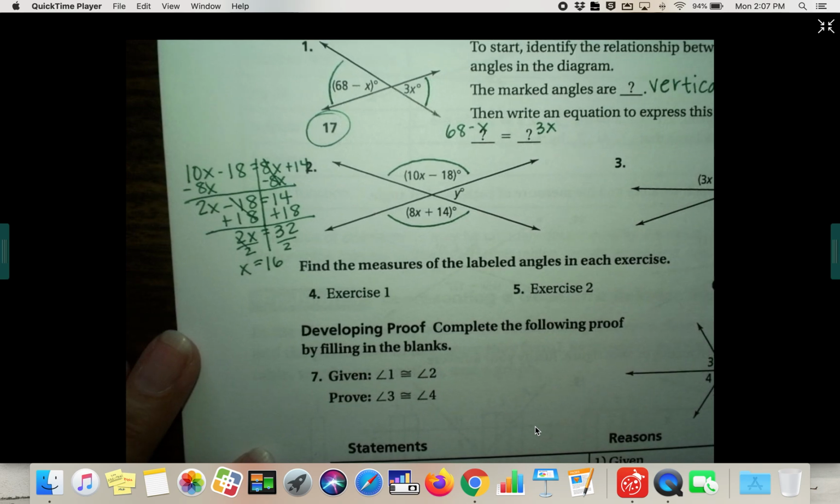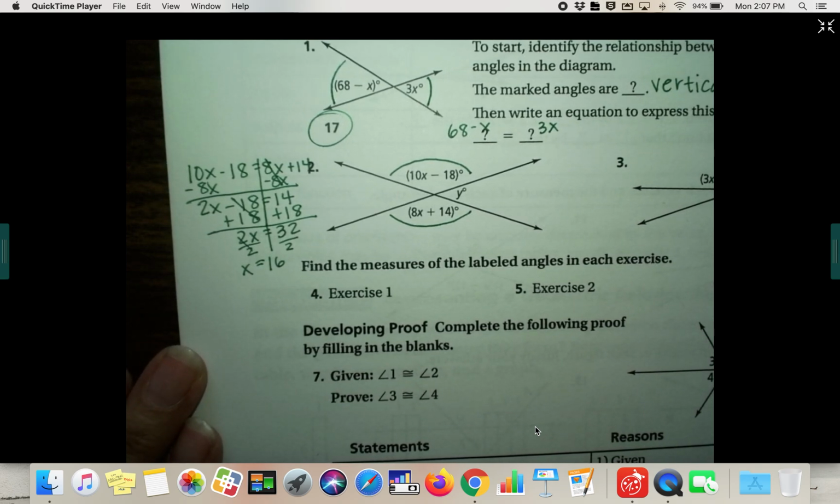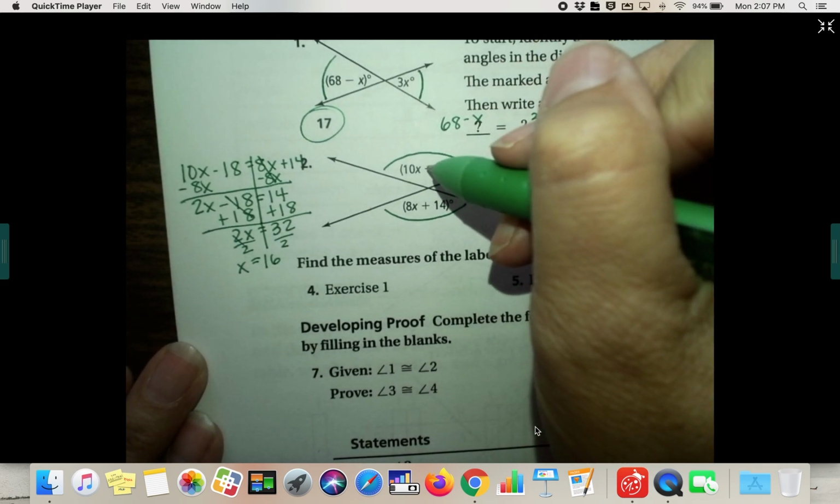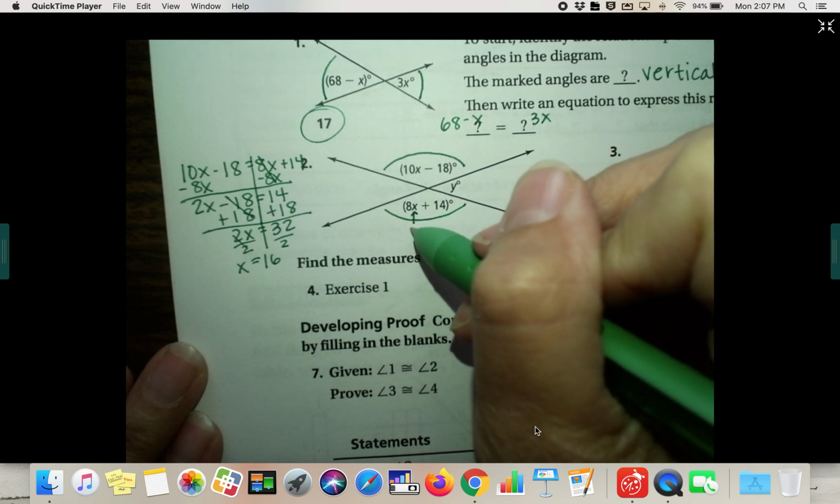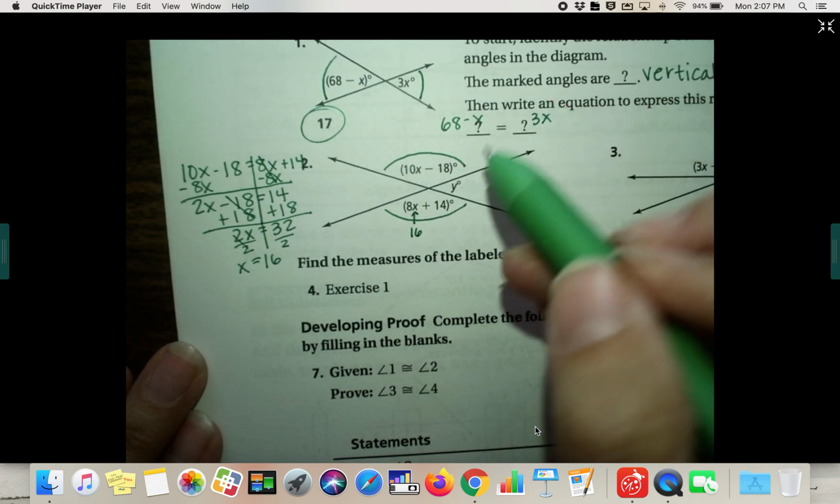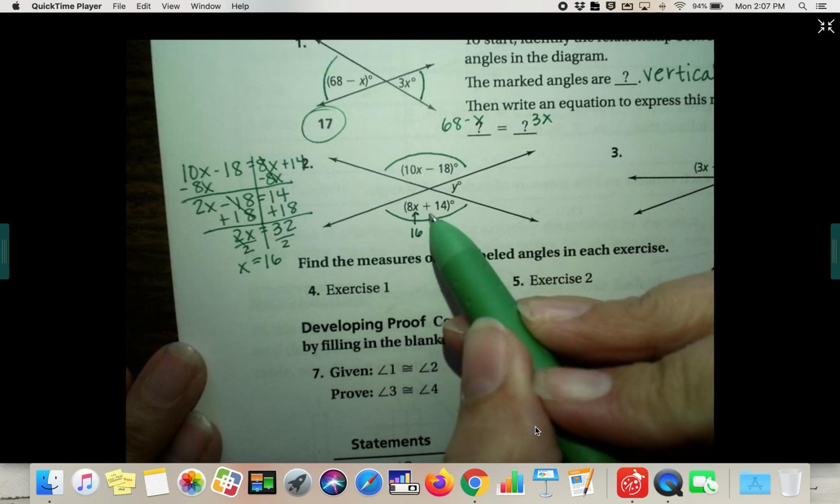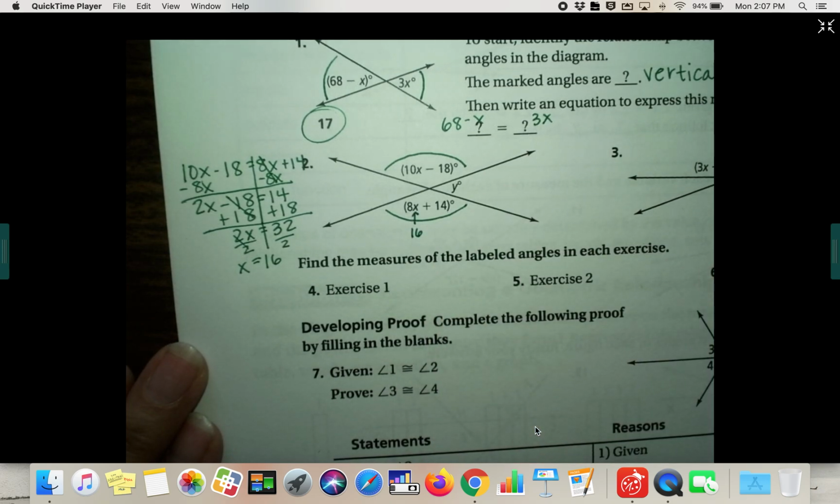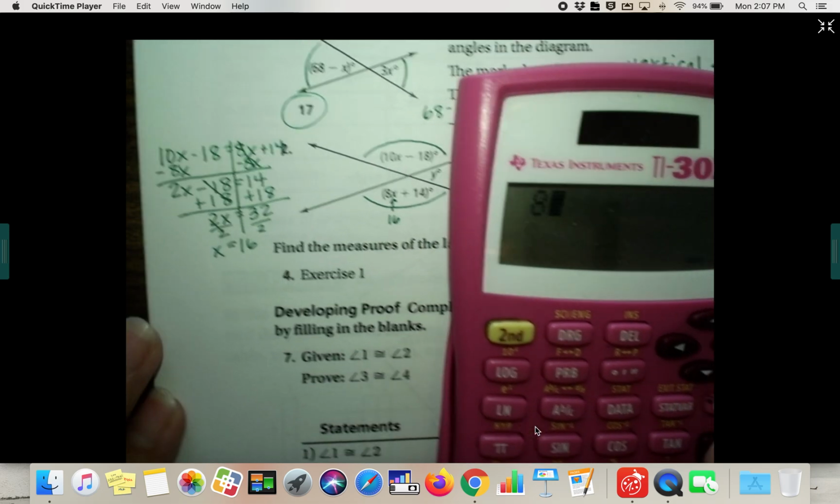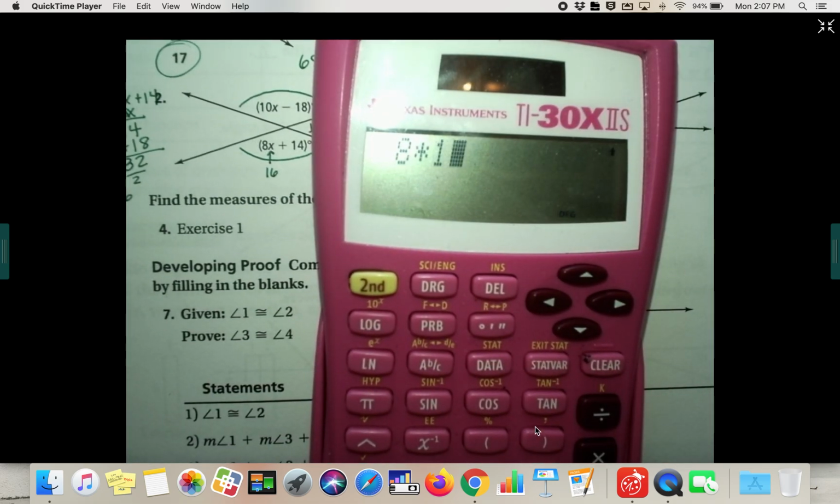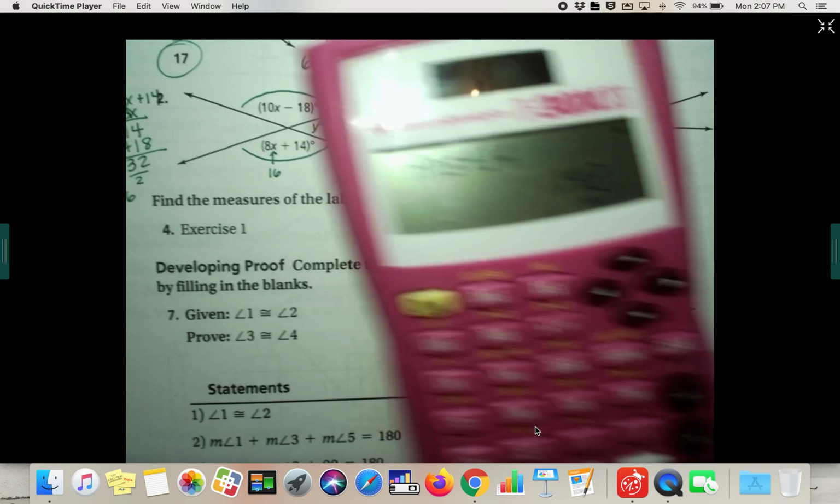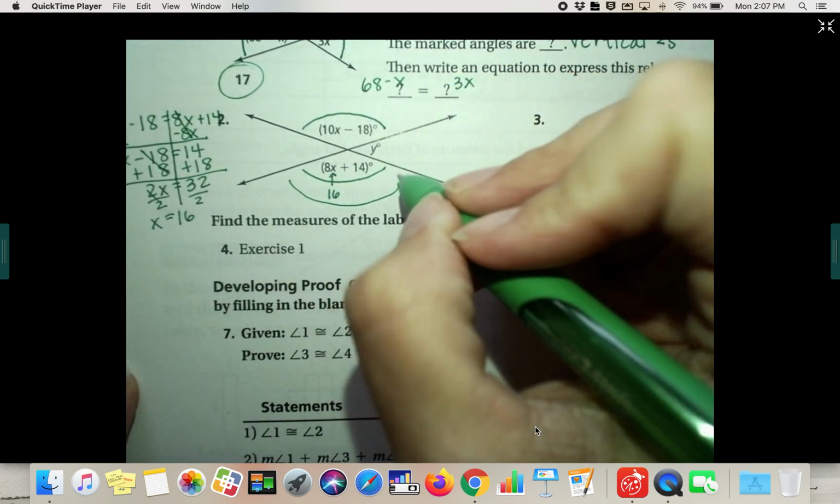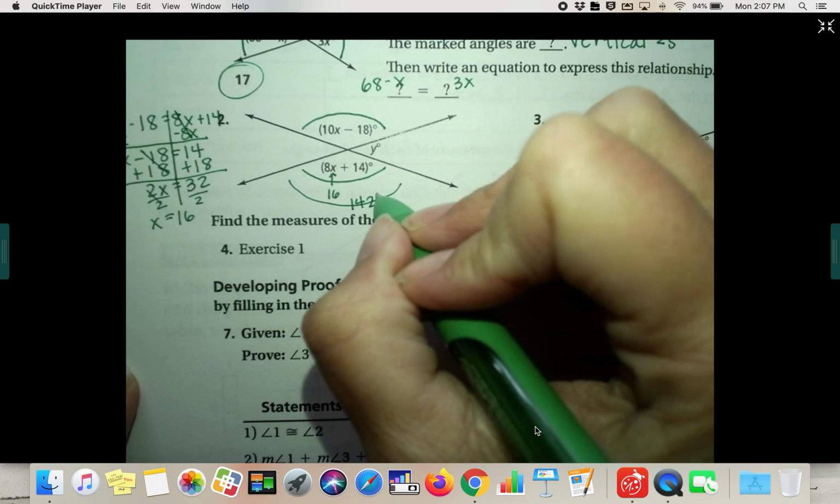If x equals 16, we can go ahead and plug in 16 for either one of these. It doesn't matter, this one or this one. So what is 8 times 16 plus 14? Let's find out how many degrees this big angle is. 8 times 16 plus 14. Remember, you have to do order of operations. So 142. This big angle is 142 degrees.